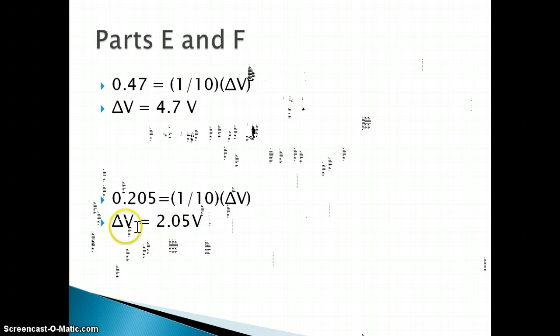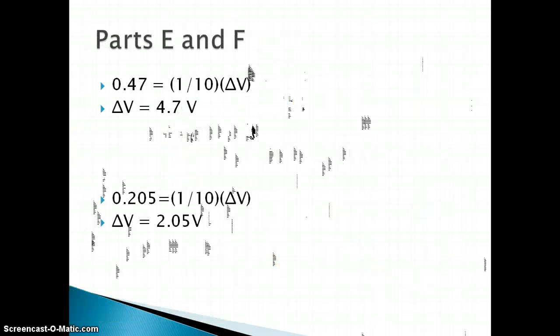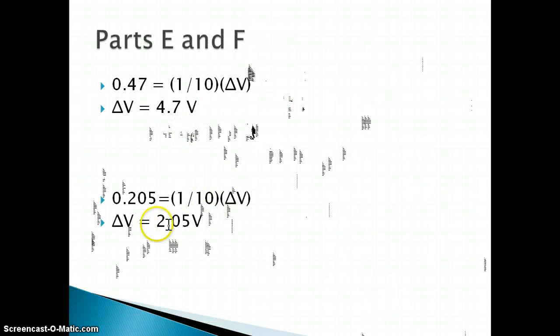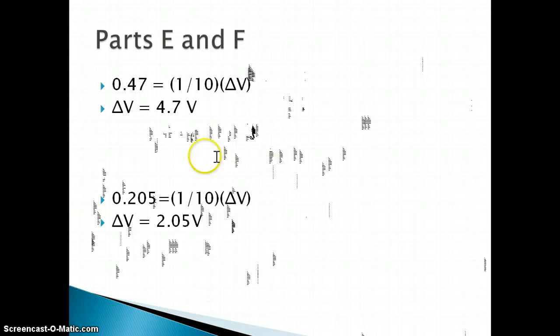Now we want to find the delta V for the second place, which is delta V2, and we find it in the problem, which is right here. And again, we know what the resistance is. It's 10 because right here R7 is 10. So we plug in that value and we know that 0.205 is the number of amps because we calculated that in part D. So knowing that, we just have to plug it all in and solve for delta V, and we get our value of 2.05 volts.